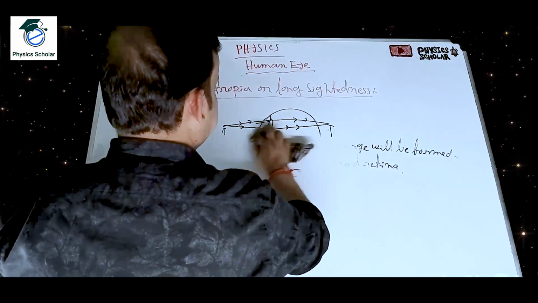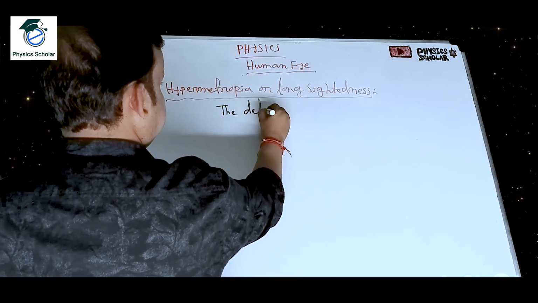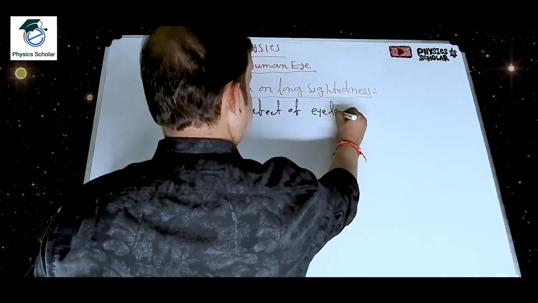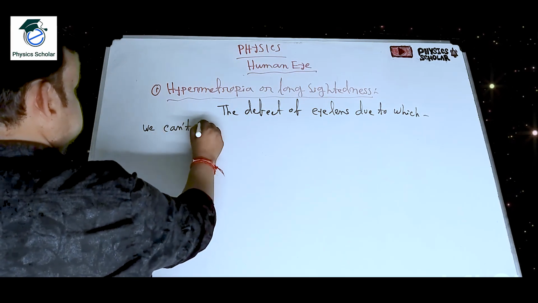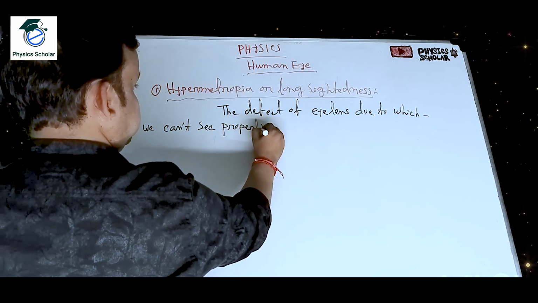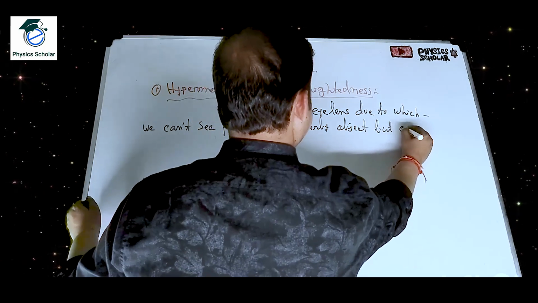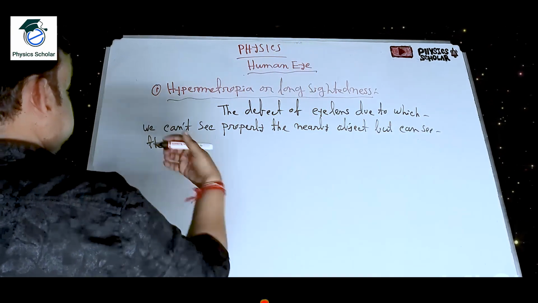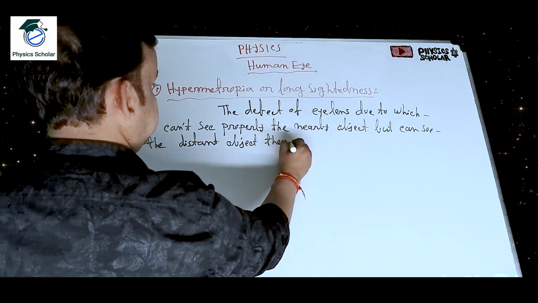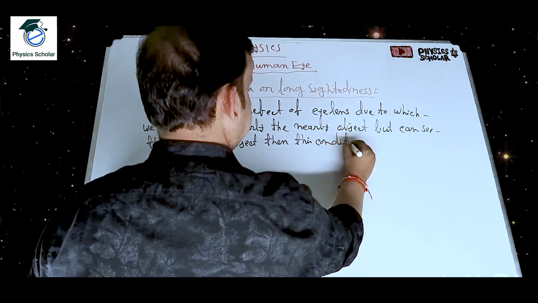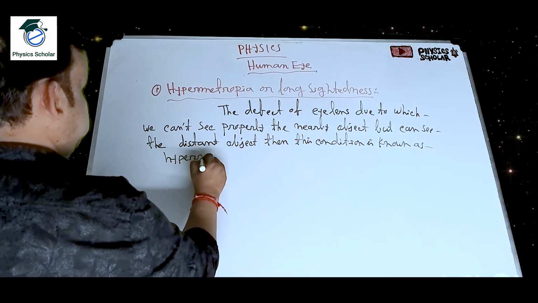If the question comes, what is hypermetropia or long-sightedness, then what we have to write: the defect of the eye lens due to which we can't see the nearby object properly but can see the distant object, this condition is known as hypermetropia.